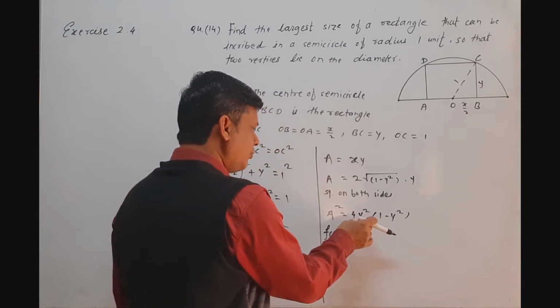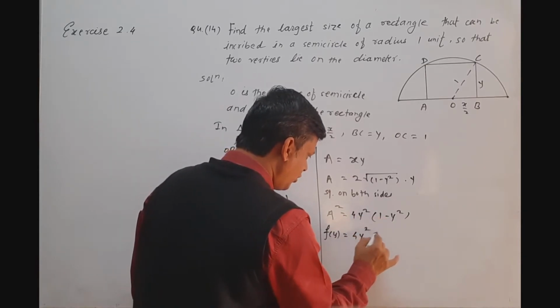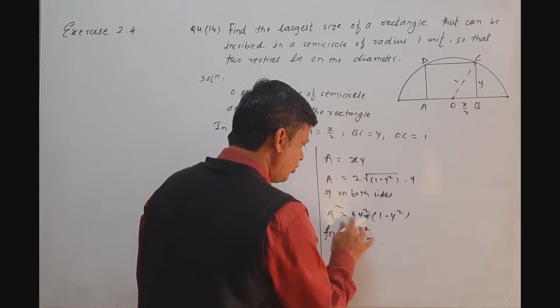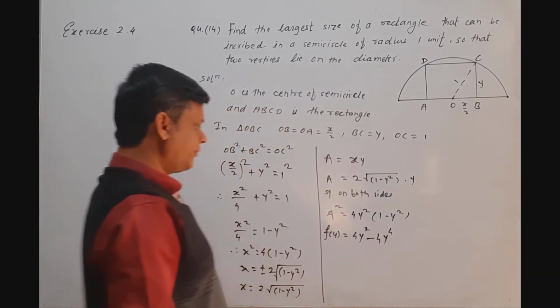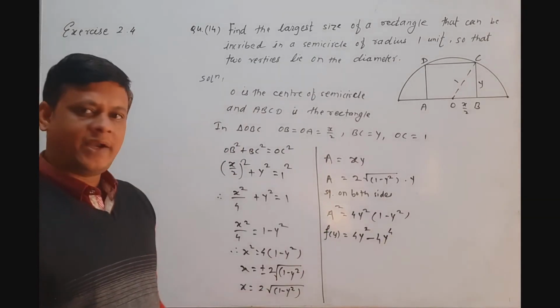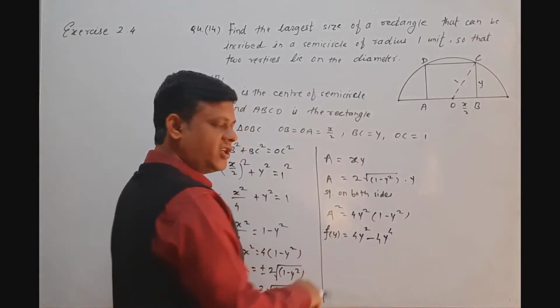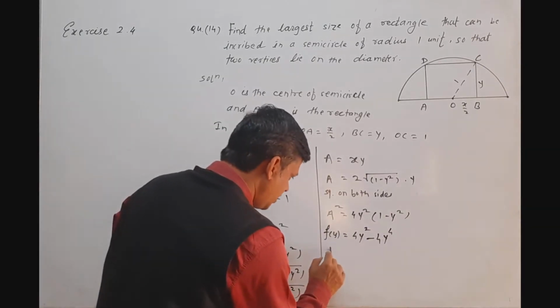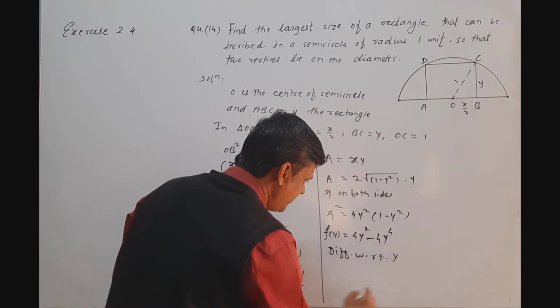Now multiply 4y square to this bracket. So 4y square into 1, we get 4y square, minus 4 into y square into y square, we get y raised to the power 4. Now we have to find extreme values. For that we have to differentiate this function with respect to y.